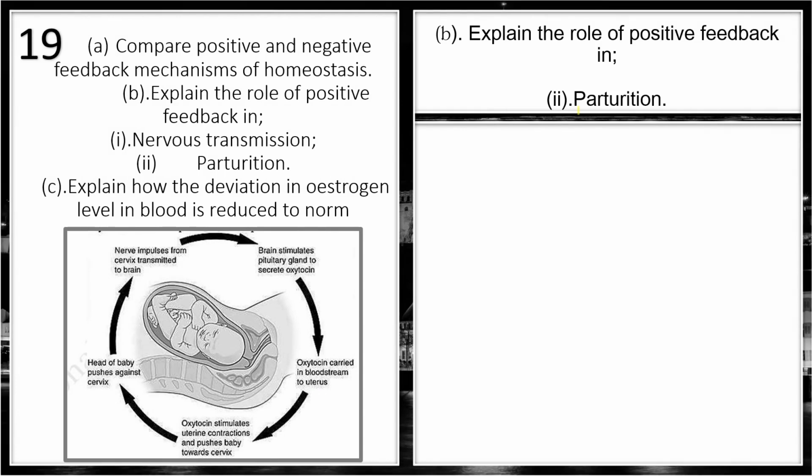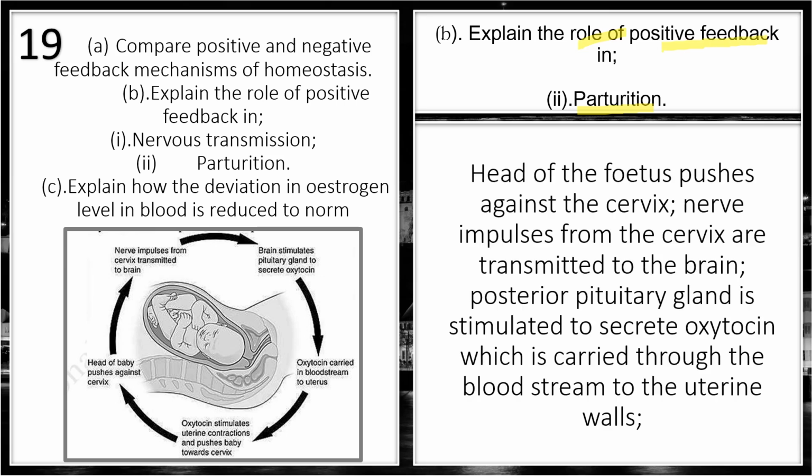Let's now look at parturition, the role of positive feedback in parturition. The head of the fetus pushes against the cervix. Nerve impulses from the cervix are transmitted to the brain. The posterior pituitary gland is stimulated to secrete oxytocin, which is carried through the bloodstream to the uterus.